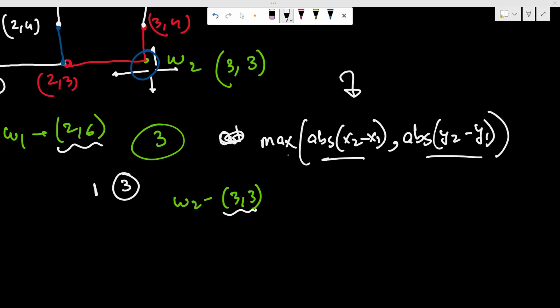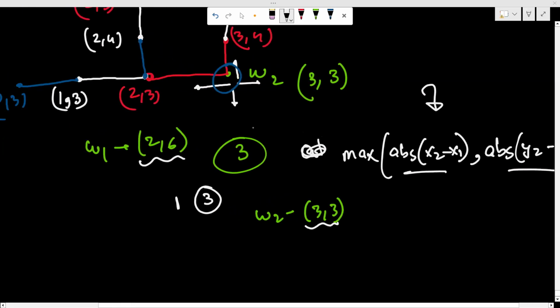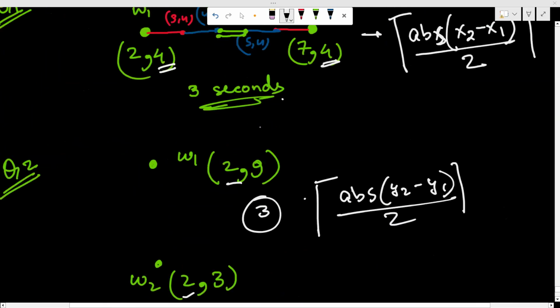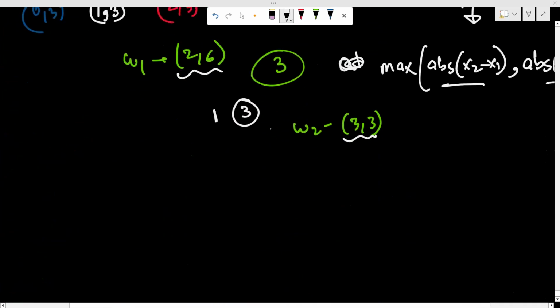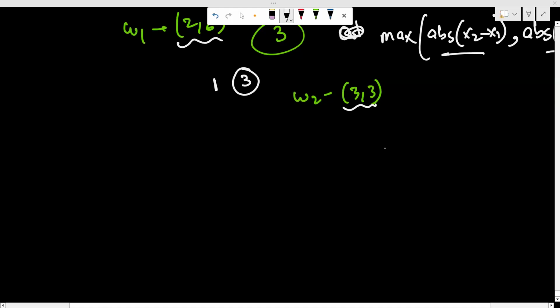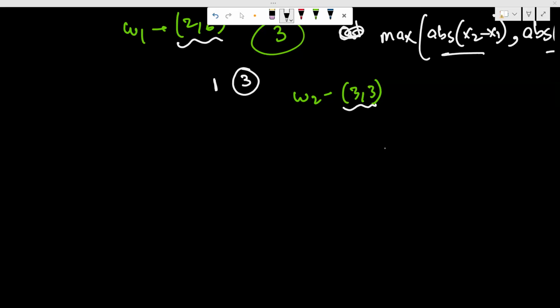Okay. Is this thing clear, guys? The things that we discussed till now? Anyone having any doubt till now? No doubt? Okay. So if this thing is clear, now the question is a simple graph question.